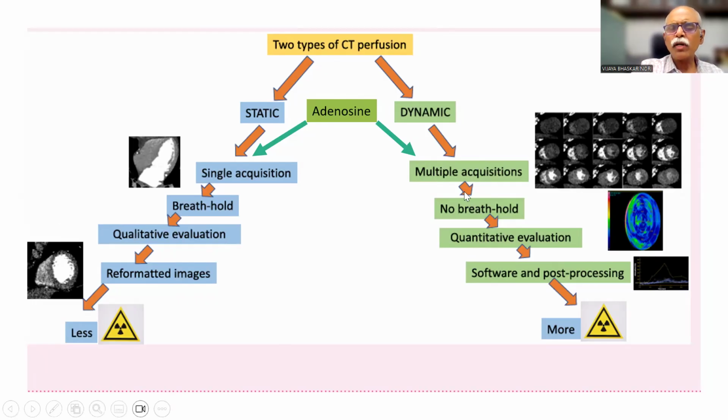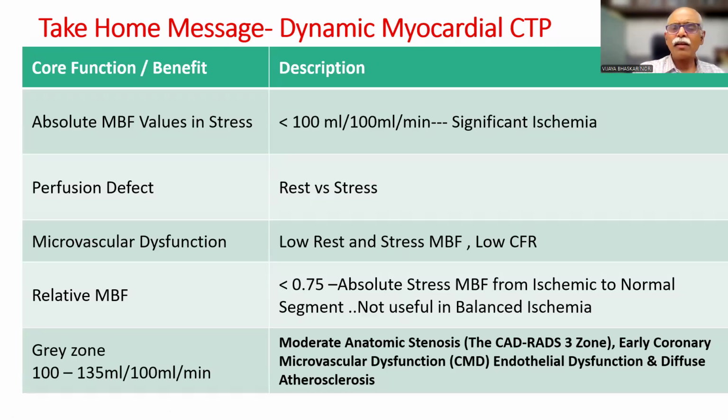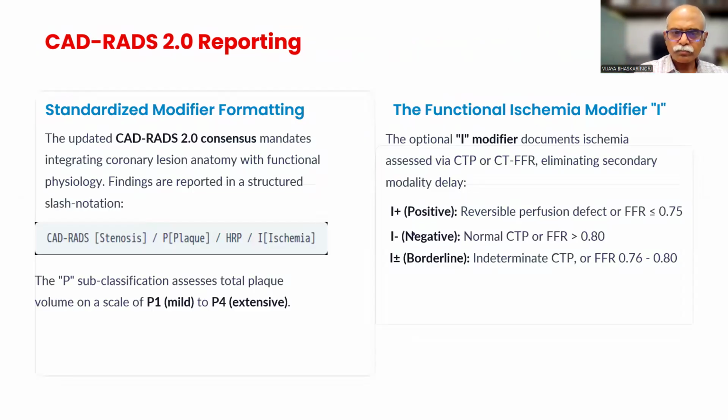If not, only do a dynamic study; that is more than adequate to give absolute dynamic flow values, and for absolute dynamic flow values, anything less than 100 ml per 100 ml of myocardium per minute is significant ischemia. You calculate in a 17 segment model the amount of ischemic segments and give the cardiologist the amount of significant ischemia. So in CAD-RADS 2 reporting, you've got CT-FFR and also myocardial perfusion value. Whatever modality you have, you can use, and then you can mention as I plus or I minus.